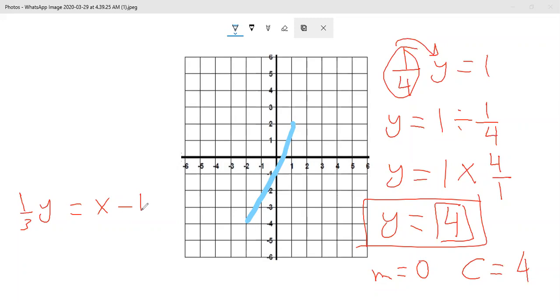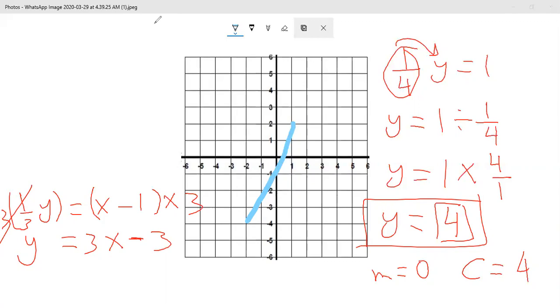So, Mr. Abdurrahman, I have here 1 over 3. How to cancel this 1 over 3? I'll multiply the two sides by 3. 3 multiply 1 over 3 equals 1y. 3 multiply x equals 3x. 3x. Multiply negative 1 equals negative 3. I think now you can find m and c. M equals what? 3. M equals 3 and c equals negative 3.